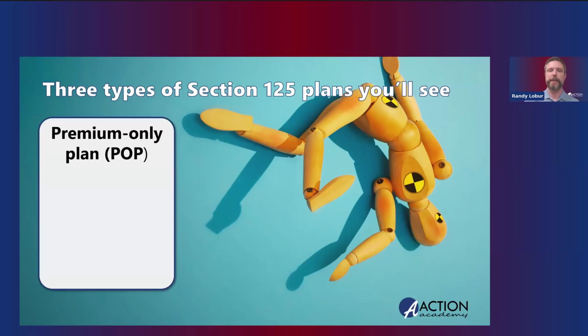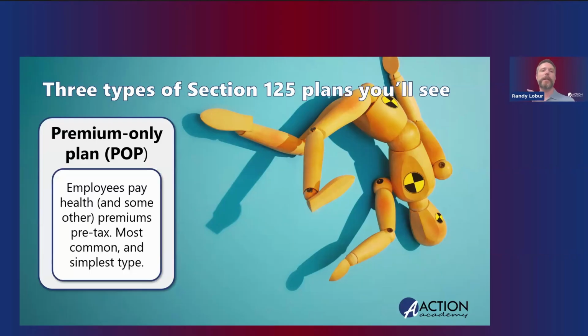Let's talk about what those 3 types are. Probably where we are going to get our start here today, and where many of you are going to take your first foray in here, are what's called premium only plans, or POP plans. Those allow employees to pay their health premium and some other premiums, namely dental and vision. You can also fit some other supplemental coverage in there too, depending on the structure of the benefit, and that's a more nuanced conversation for another day. But again, it allows employees to pay their health premiums pre-tax. It's the most common and simplest type of this arrangement to get started for you.